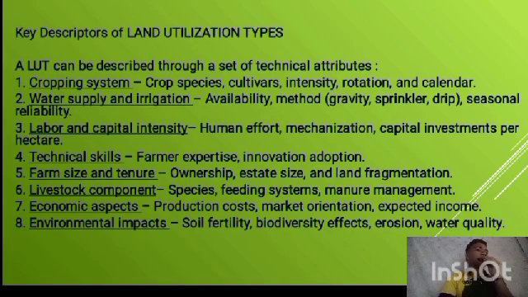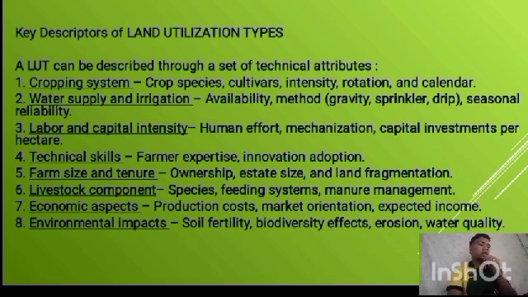And number three, labor and capital intensity: human effort, mechanization, capital investment per hectare. Number four, technical skills. It is also a descriptor of how you can utilize your land, because if the farmers have no expertise, the land can be less utilized. Number five, farm size and tenure. Number six, livestock component, which is also a descriptor of land utilization: species, feeding system, manure management.